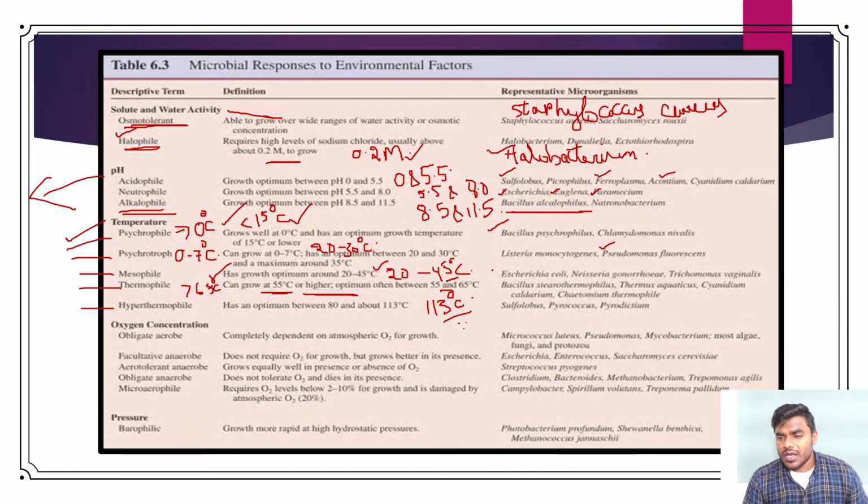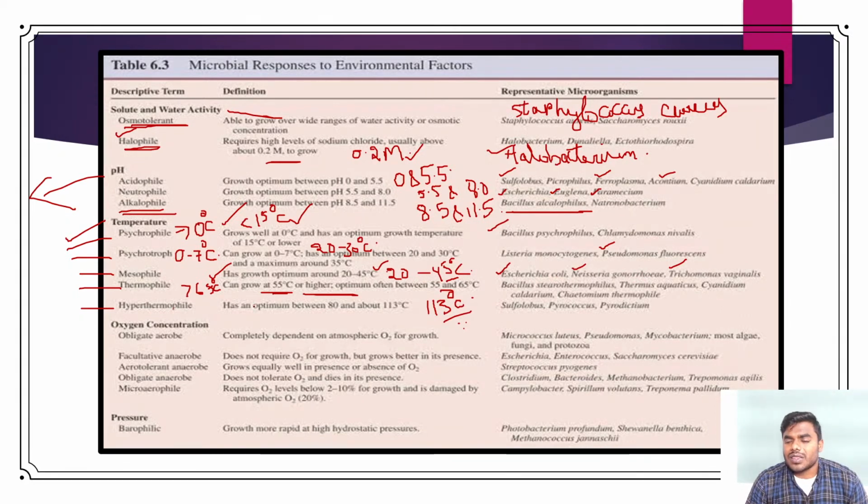Mesophiles. Please, for the mesophiles, friends, I want you to remember the 3 examples without fail. Please be patient. E. coli, Neisseria gonorrhea, Trichomonas vaginalis. The Trichomonas vaginalis, which can cause the fungal infections. Neisseria gonorrhea, which can cause the gonorrhea. E. coli is the generalized bacteria. These 3, please remember, they are all the mesophiles.